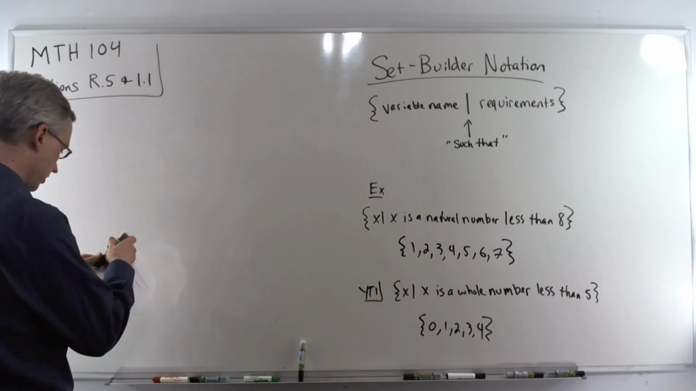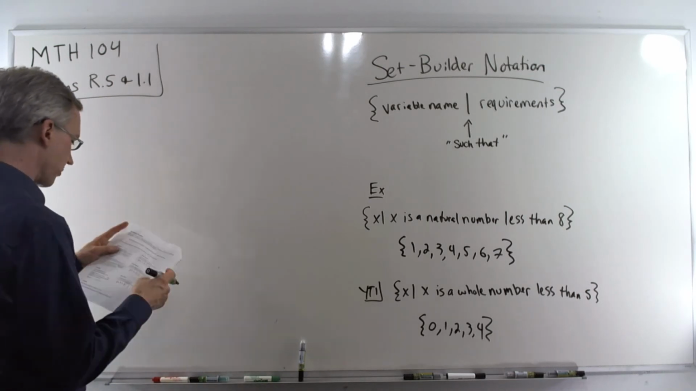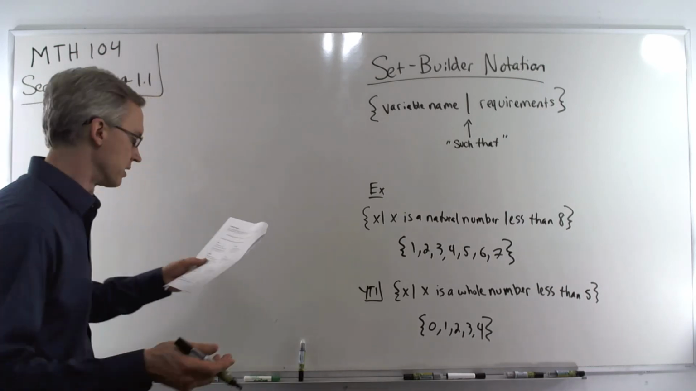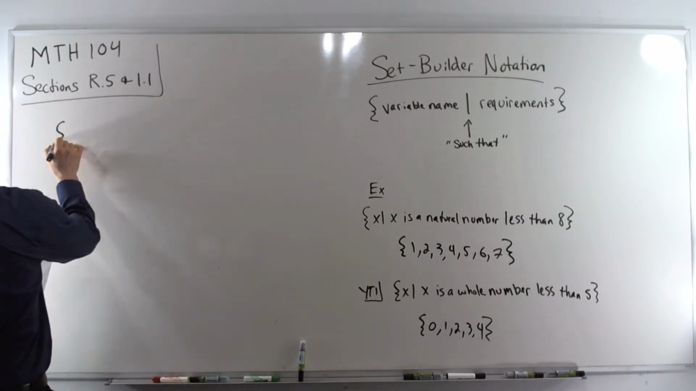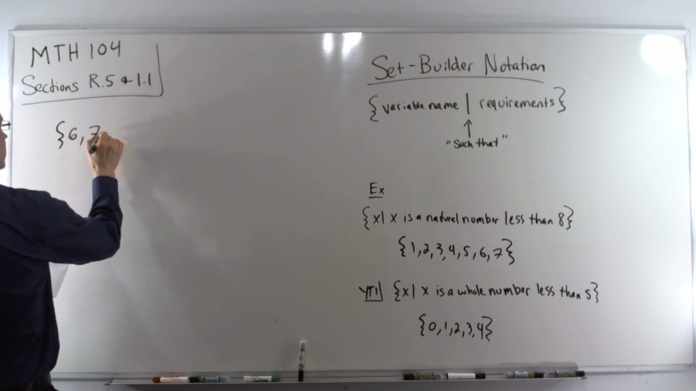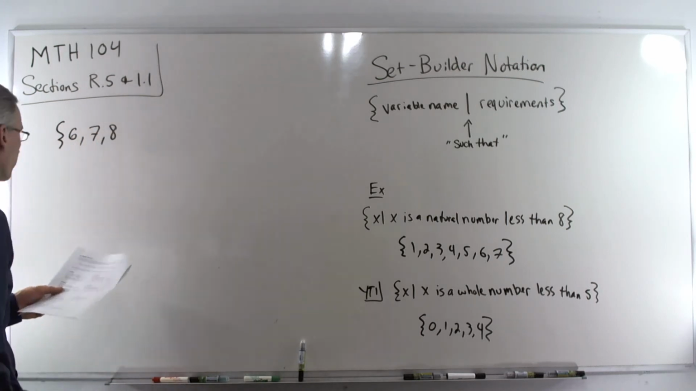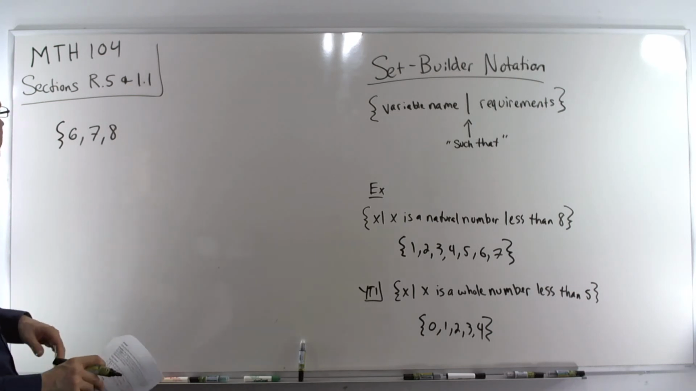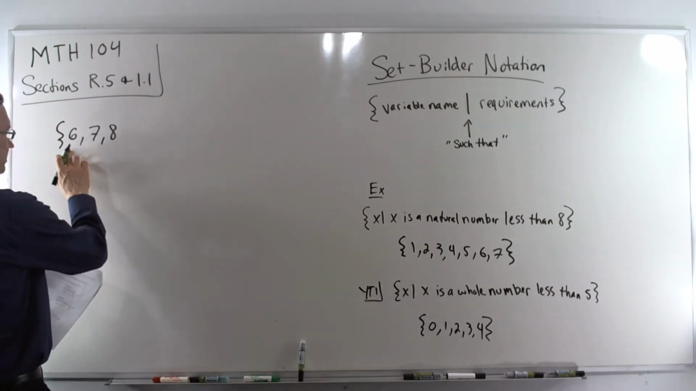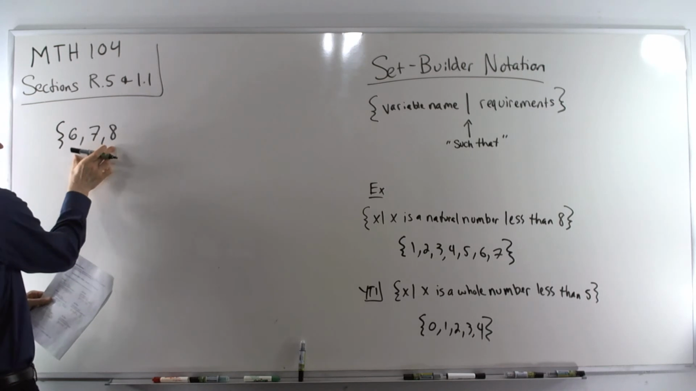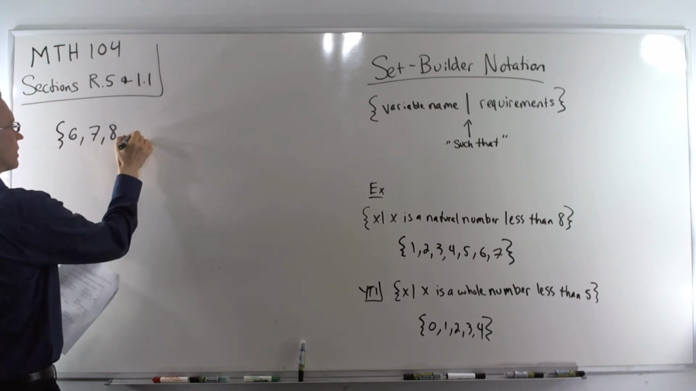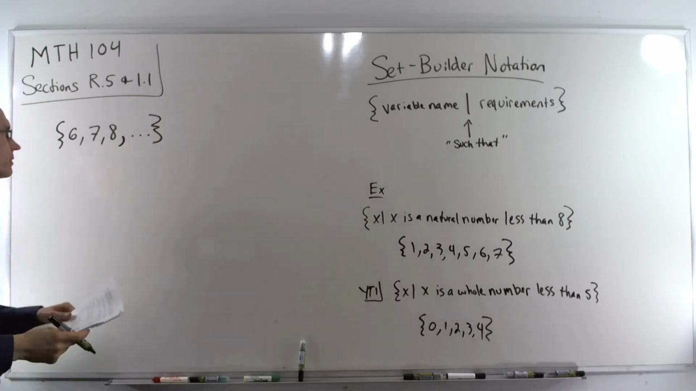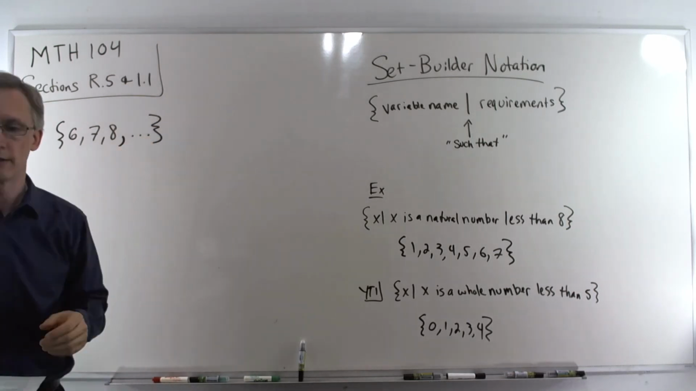We have a different situation here. Here we want x is a whole number greater than 5. So anything 5 or less is not in the set. So we're going to start with the number 6. Now it's whole numbers, so we go in order sequentially. And then once we establish the pattern, use at least 3 numbers to establish the pattern. It's all numbers greater than, so this is going to go on forever. This is an infinite set. So we need those ellipses to indicate that it goes on forever.